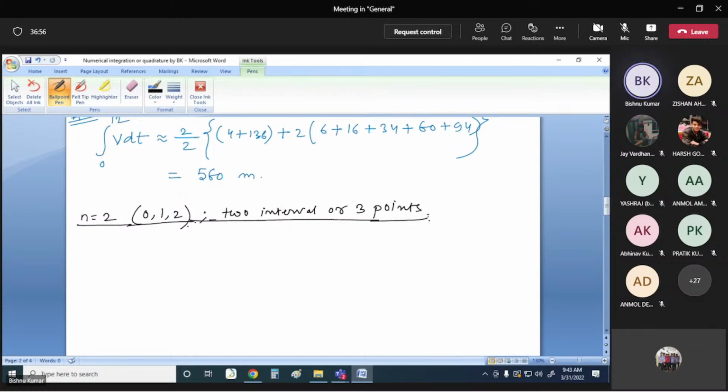And with the help of these 3 points, means 2 intervals, you have to calculate the integral of y dx from x0 to the last point, x2. And that will build you the simple Simpson one-third rule. And in the same way, step by step, using two intervals at a time, at the last we will get the composite rule here also.